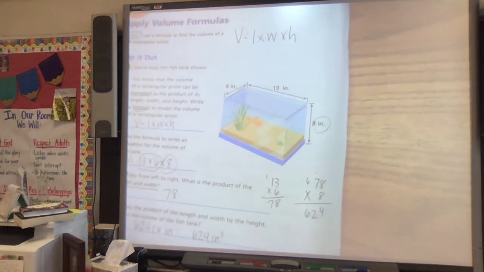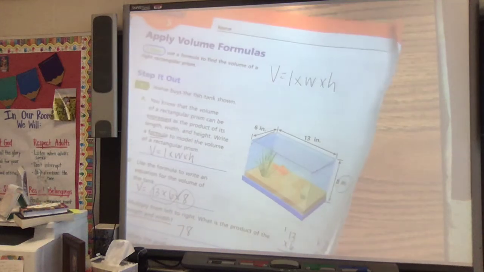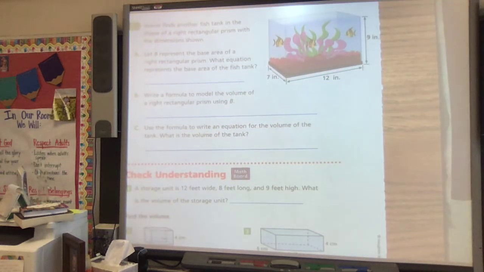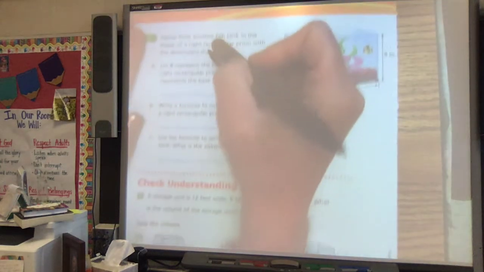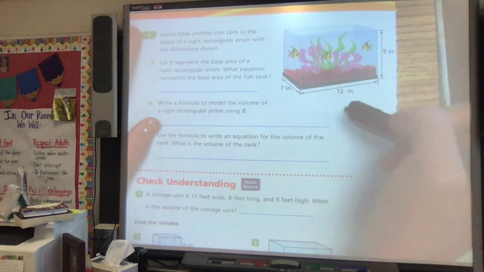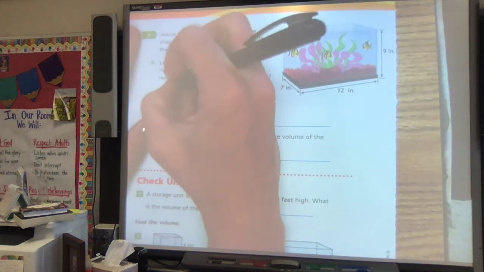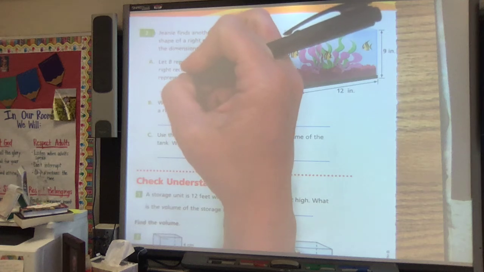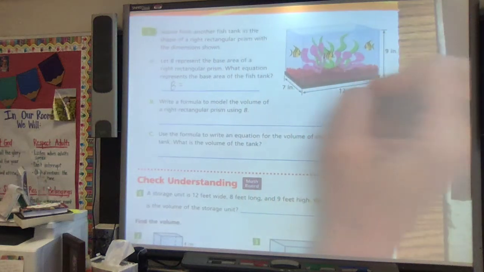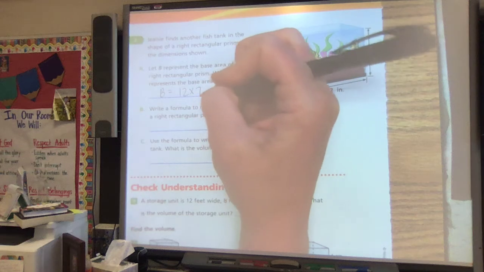All right. Let's zoom in a little more for y'all. Okay, so let's turn the page. Now we're on page 114. Says Jeannie finds another fish tank in the shape of a right rectangular prism with the dimensions shown. Let B represent the base area. What equation represents the base area? Equation. That means what number sentence are you going to write for that? We know area is length. How long is it? 12 times 7.